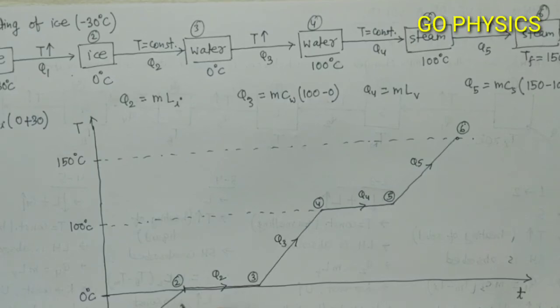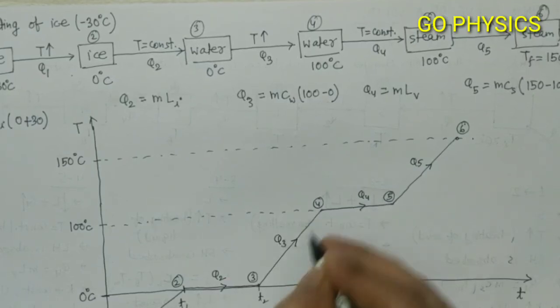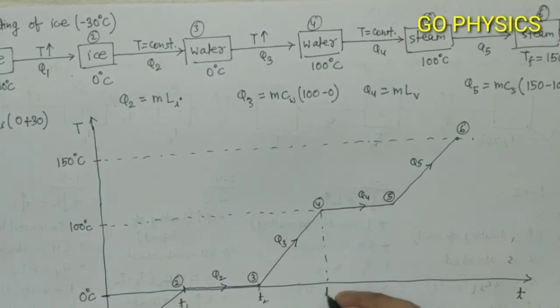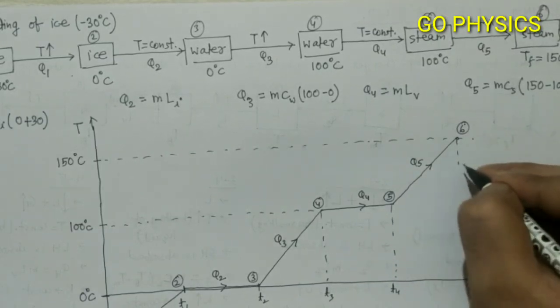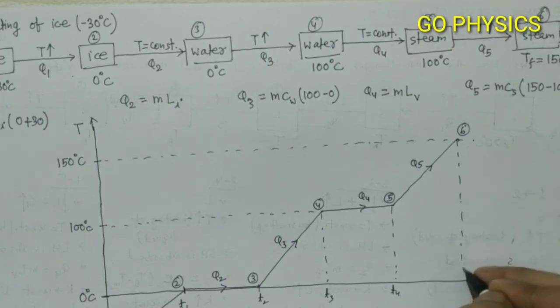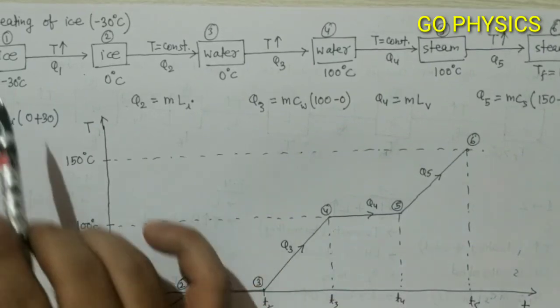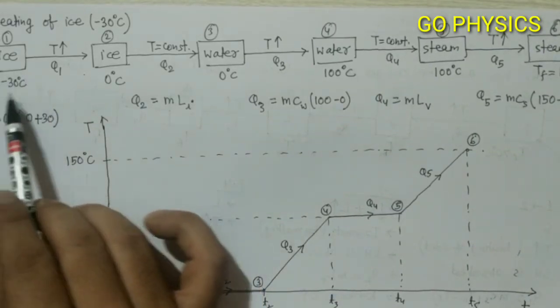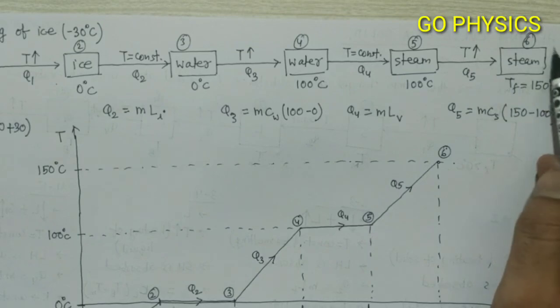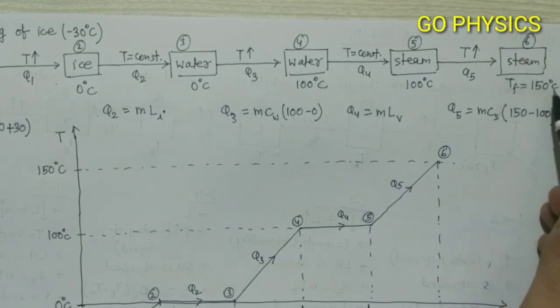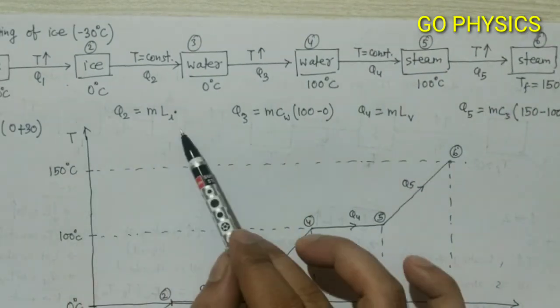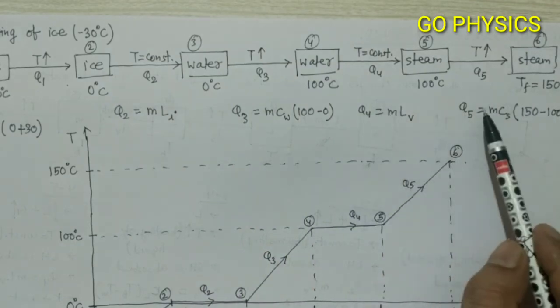And draw all the times here. This is time T1, T2, T3, T4 and this is T5. So total amount of heat absorbed by the ice to change its temperature from minus 30 degrees Celsius into corresponding steam at 150 degrees Celsius is equal to Q1 plus Q2 plus Q3 plus Q4 plus Q5.